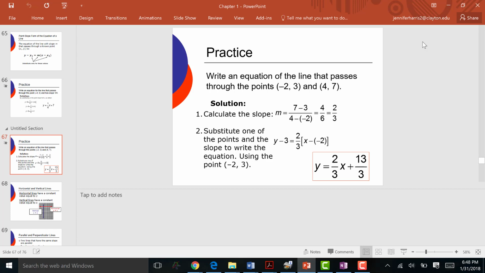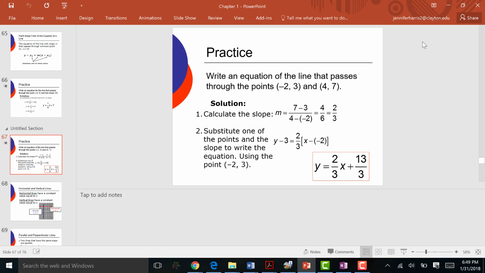y2 minus y1 over x2 minus x1. There you go. All righty. So let's plug it in. Y'all tell me how to do it. We're going to plug these in so you can see how to do them. Where are my points at? -2, 3, and 4, 7. I'm going to label them x1, y1, x2, and y2. And we're just going to plug them in.